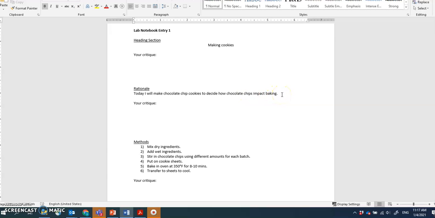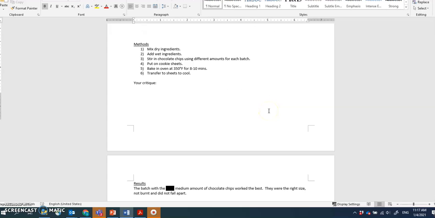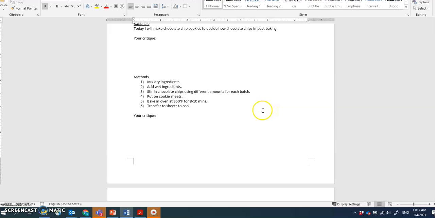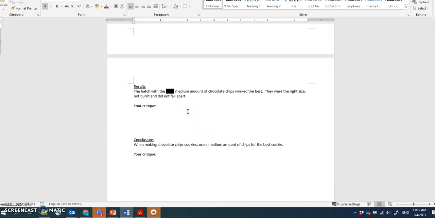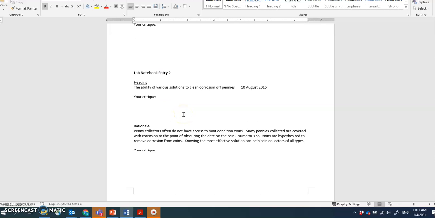So very vague, right? So write down your critique if you want to. Now the methods: look at it and see if it's detailed enough, if you can repeat this by reading it. And the result, look at this. This is a correction that's been made, I guess. What did I say about making a correction? Is this the right way? Would you comment on that? Okay, so there's another entry.